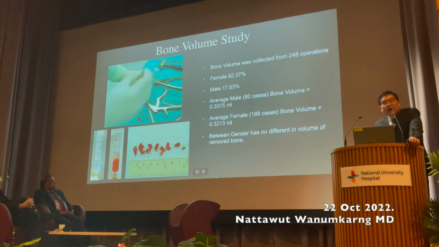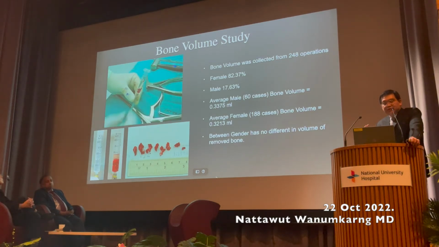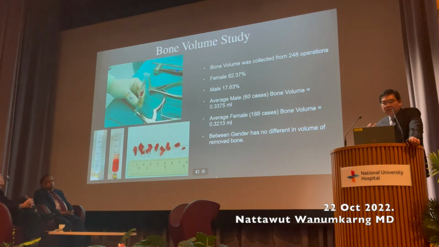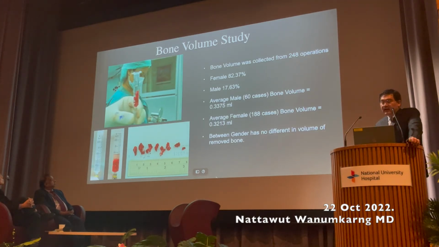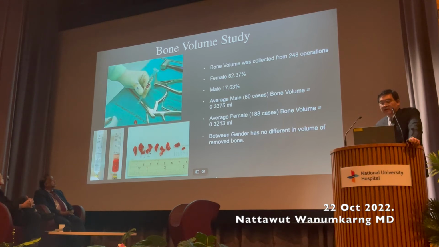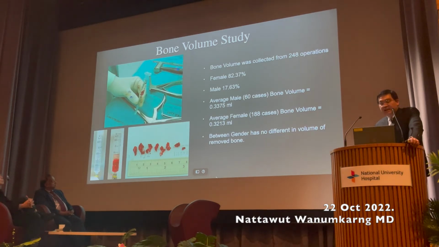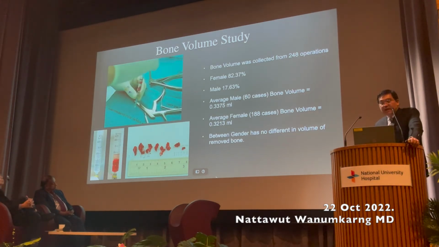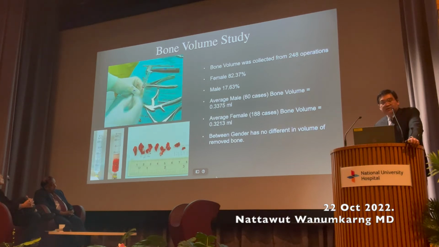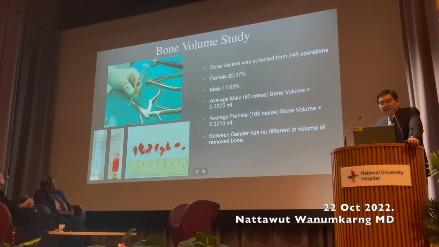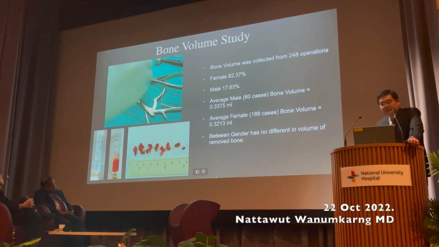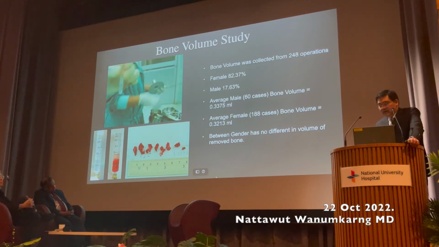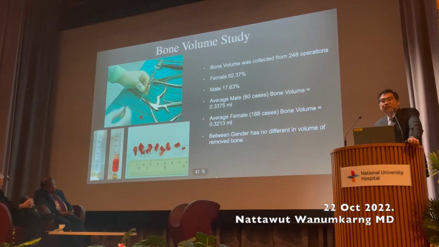Finally, I measured some small pieces of the bone and collected them. In my record, I selected cases, about 248 operations, female about 82% and male about 17%. The average bone volume for the male is about 0.33 millimeters, and the female is about 0.32 millimeters. There is no difference between the genders for the amount of removable bone.